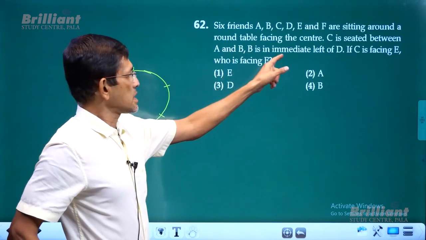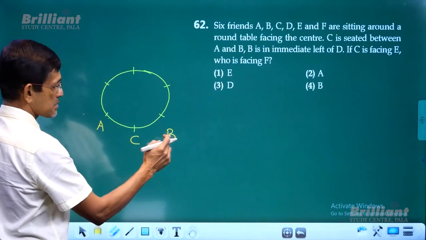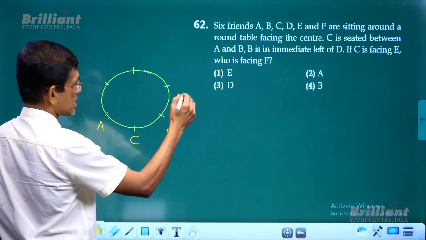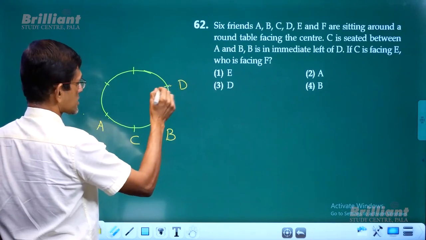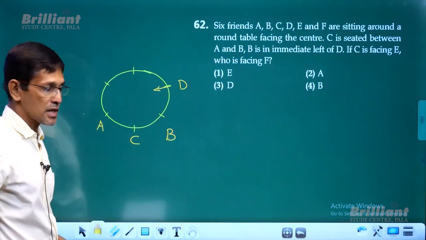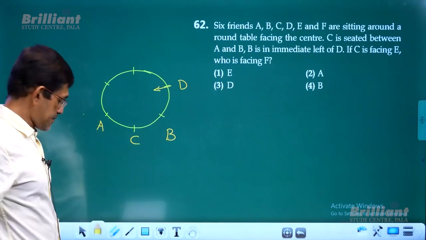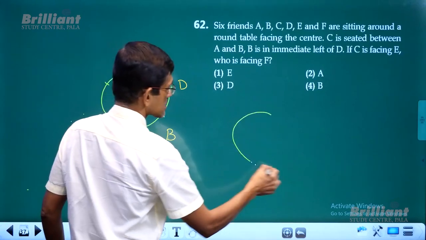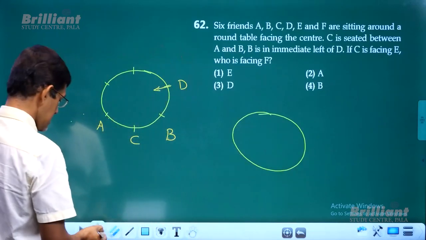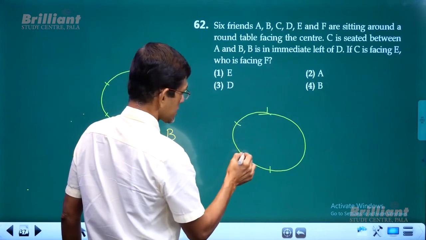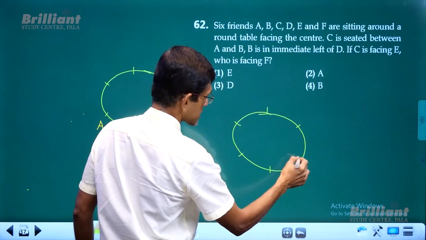And B is immediate left of D. So B must be immediate left of D. That means if B comes over here, D is here. D is facing this direction. So that means B is immediate left of D. Perfectly all right. On the other hand, if you look at the other way, 1, 2, 3, 4, 5, 6.